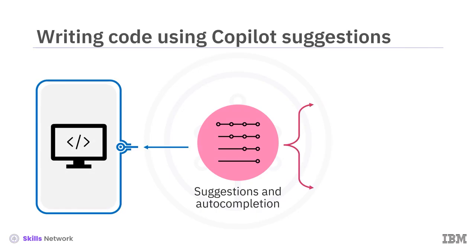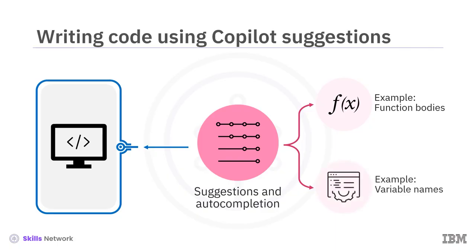For example, when you start writing a function in your code, GitHub Copilot generates function bodies. Another example is where GitHub Copilot offers autocompletion suggestions for variable names when you begin declaring a new variable. To accept a suggestion, you can use the Tab key or select the suggestion.